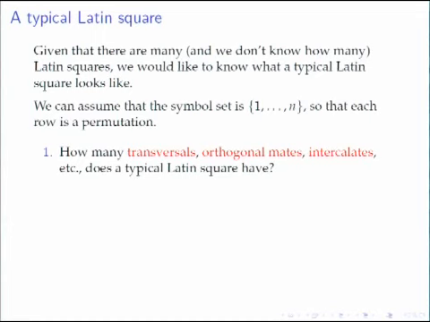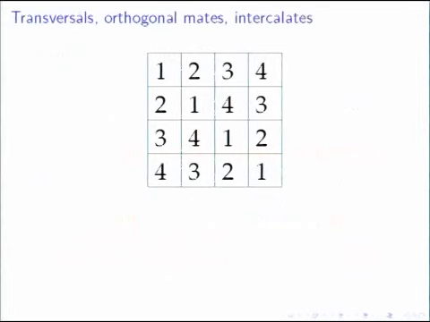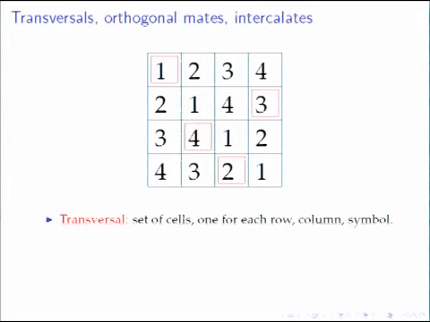As I say, the definition of those is, well, let's just skip forward to it, actually. There's a Latin square. A transversal is a set of cells, one in each row, one in each column, and one containing each symbol. So typically, how many transversals are there?